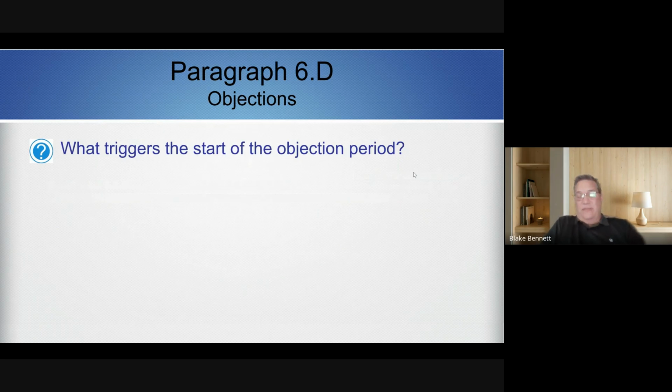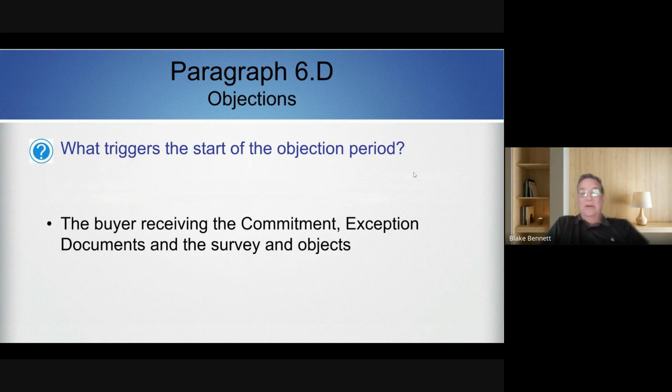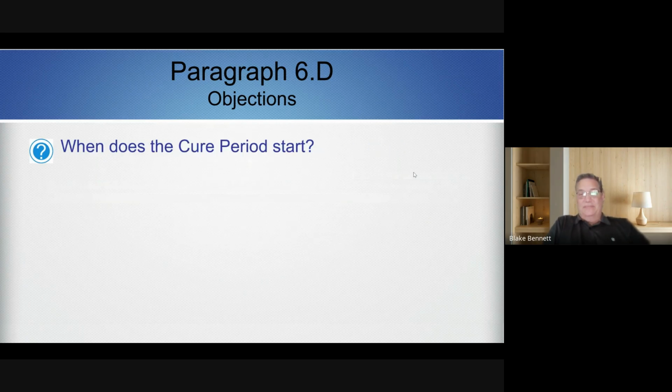What triggers the start of an objection period? Well, the buyer receives the commitment, the exception documents, and the survey, and they object to any part of it. If they object to any part of it, then it's back and forth. And that's whenever your objection period is started, is whenever they actually object.